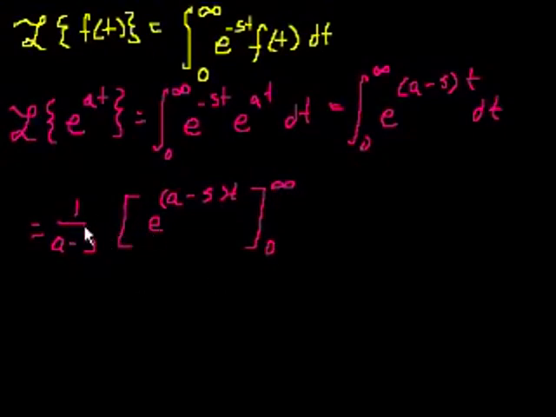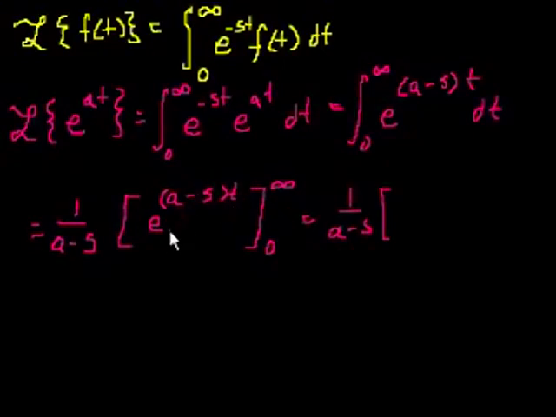And I could have put this inside the brackets, but it's just a constant term, right? None of them have t's in them, so I can just pull them out. And so this is equal to 1 over a minus s times. Now, what is the limit? We essentially have to evaluate t at infinity. So what is the limit at infinity?